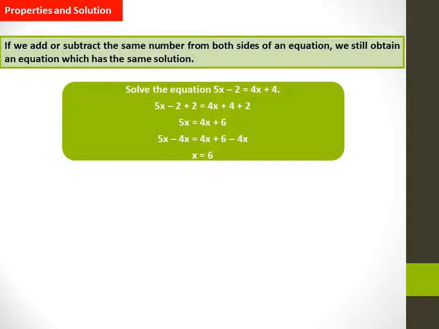Subtract 4x from both sides. 5x minus 4x equals 4x plus 6 minus 4x. Then x equals 6.